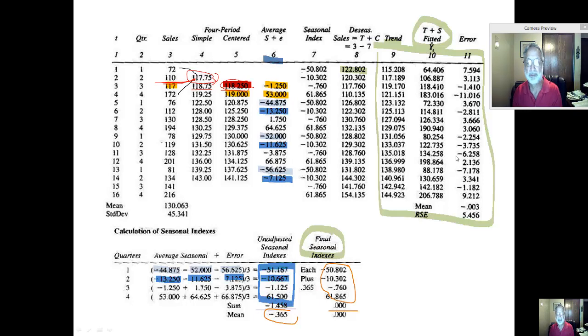So a little rough today in terms of a couple of mistakes I made at the end, but I think you've got the basics. So we now know how to get our seasonal indexes in both additive and multiplicative. We know how to deseasonalize, and in class we're going to learn how to take that deseasonalized information to come up with forecasts into the future.